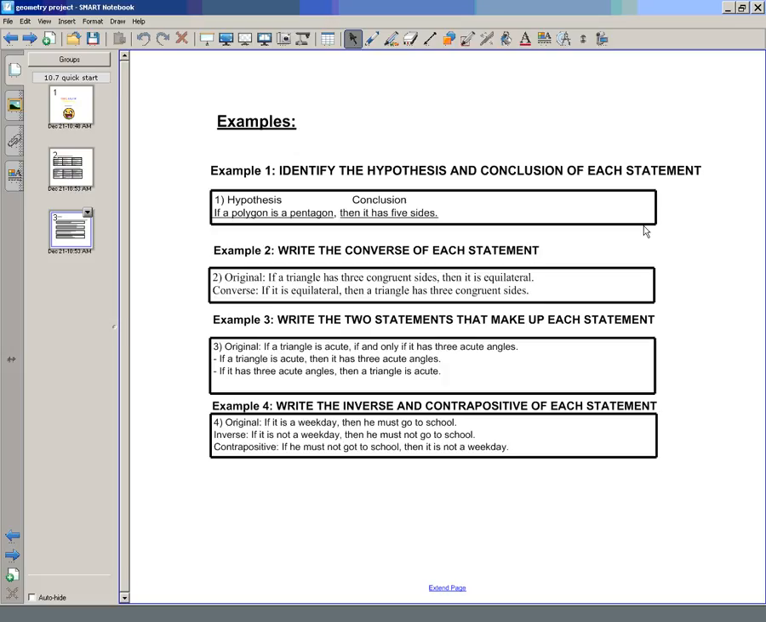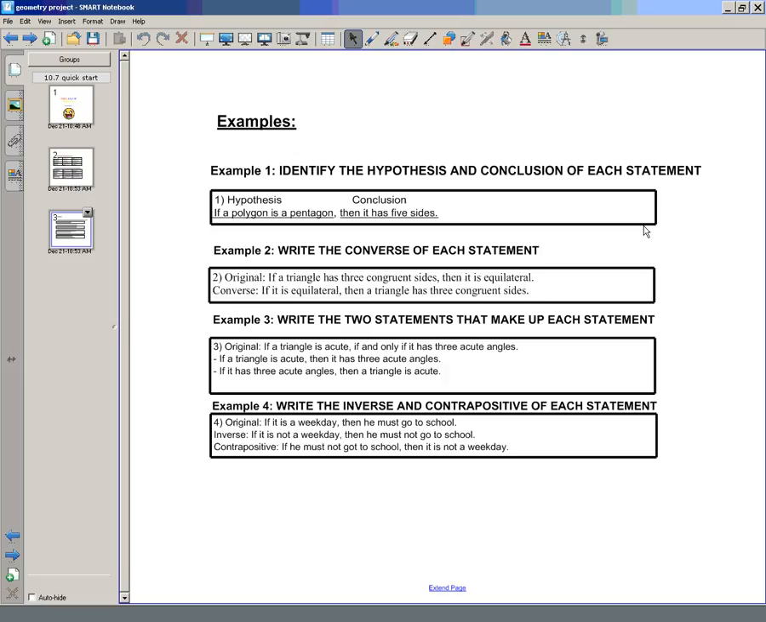Example 3, write the two statements that make up each statement. The original sentence is, a triangle is acute if and only if it has three acute angles. So one statement would be, if a triangle is acute, then it has three acute angles. And the second would be, if it has three acute angles, then a triangle is acute.